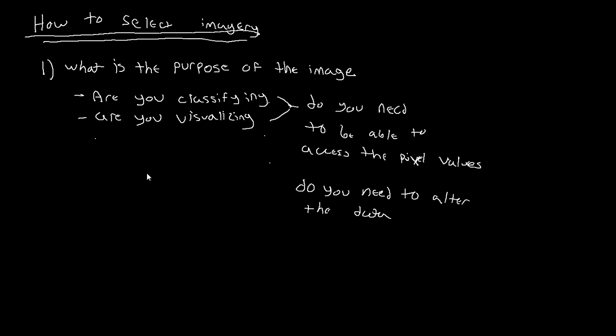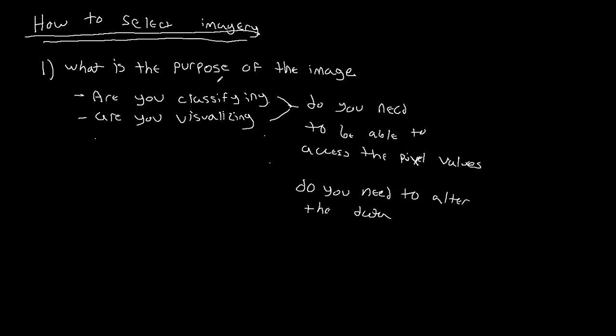To pick up where we left off, we talked about the purpose of the image. Are we trying to classify something, where we need to be able to access pixel values and alter data? In which case we would most likely have to go find an image, download it, and curate it ourselves. Versus, are we simply trying to give visual context or digitize, which means to literally trace something off of an image? In that case, we could use a pre-generated data set like Google Earth or the Esri base maps.